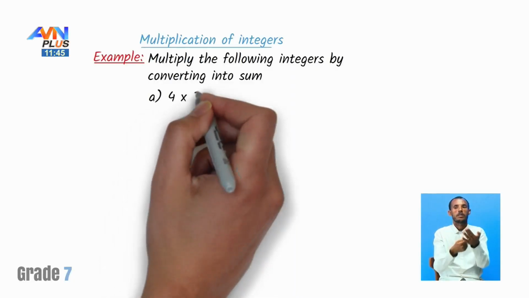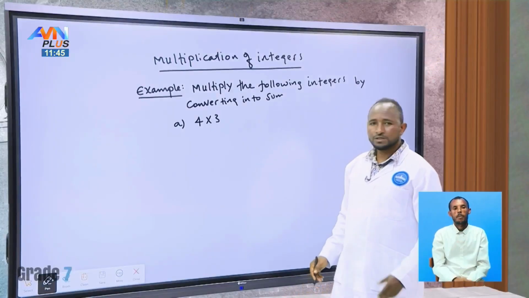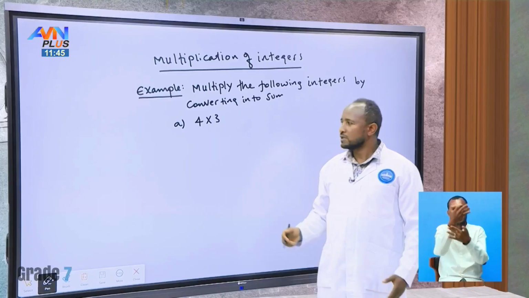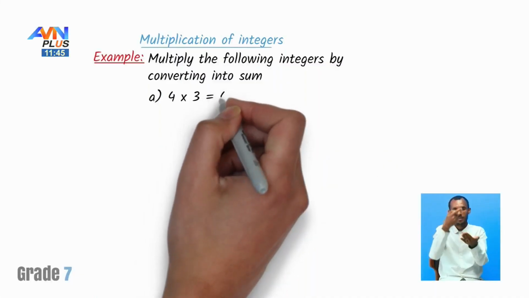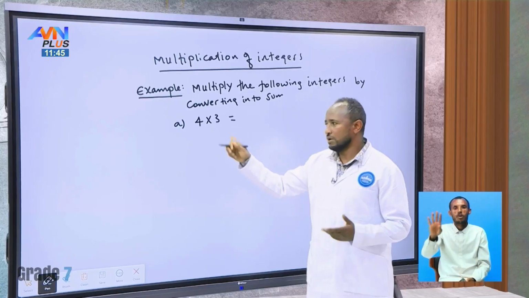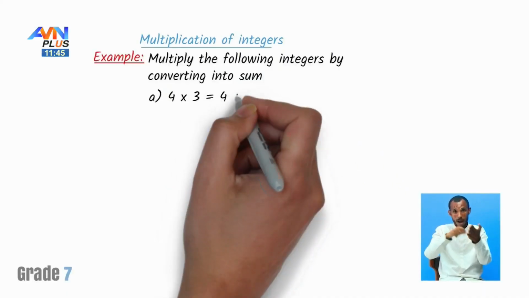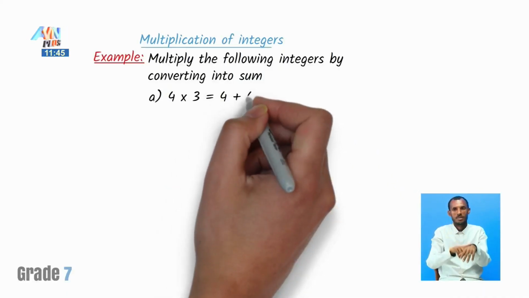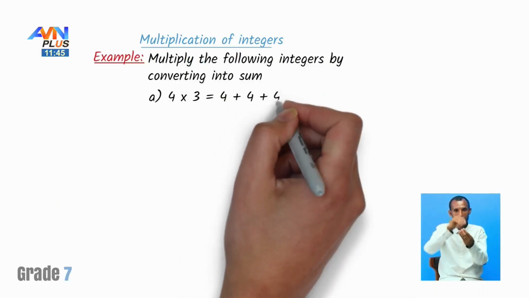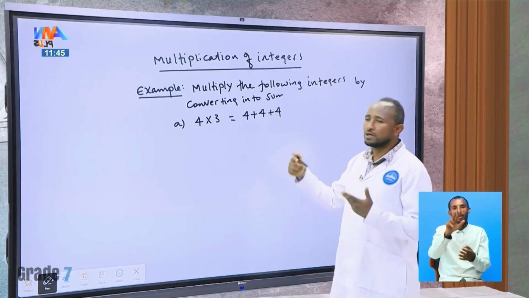The first one, let's start from this simple question: 4 times 3. Let's try to convert this 4 times 3 in the form of sum. It says 4 threes, or in other words, write 4 three times. Therefore, this can be converted in the form of sum: 4 plus 4 plus 4. How many 4s? 3. This is 4 times 3.